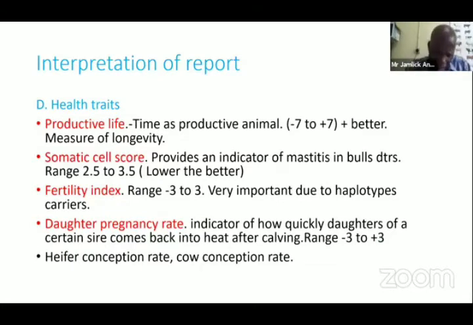Therefore, we now have heifer conception rate. They are also doing that evaluation, and also cow conception rate, right? So you are likely to see HCR, that is heifer conception rate, and CCR, that is cow conception rate.